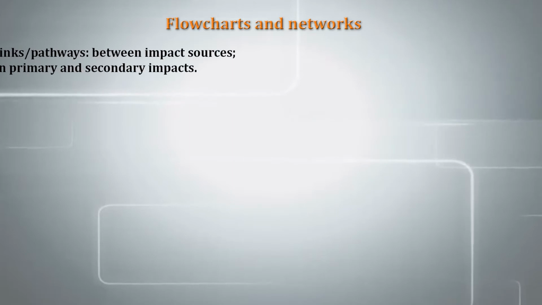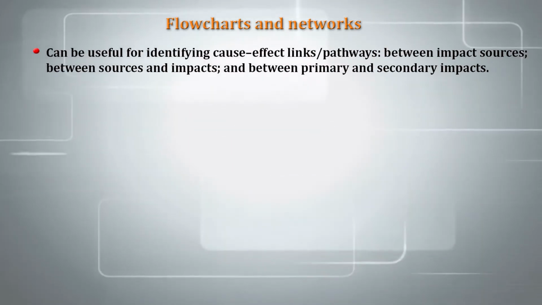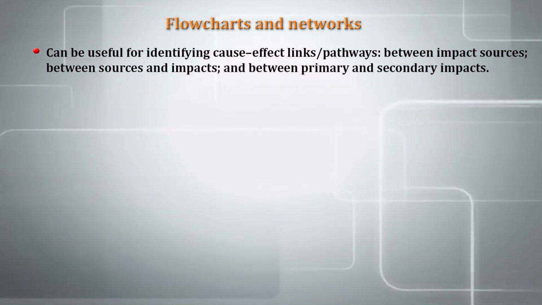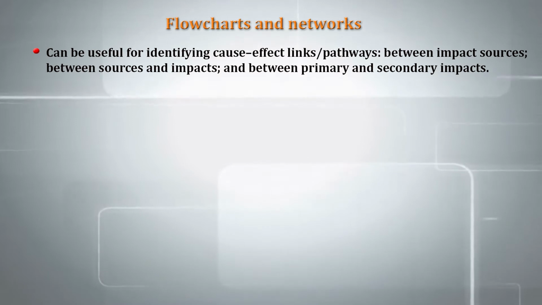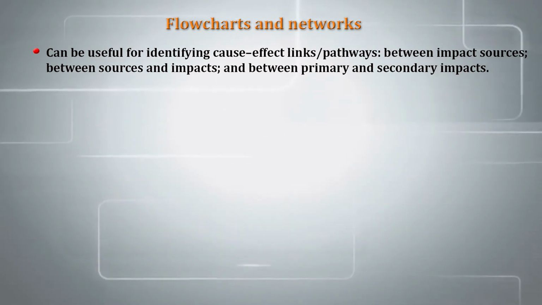Next methodology is flow charts and networks. These are also very important methodologies as far as EIA is concerned, and these flow charts and networks can be useful for identifying cause-effect links or pathways. Definitely it can be used for identifying even the impact sources also.